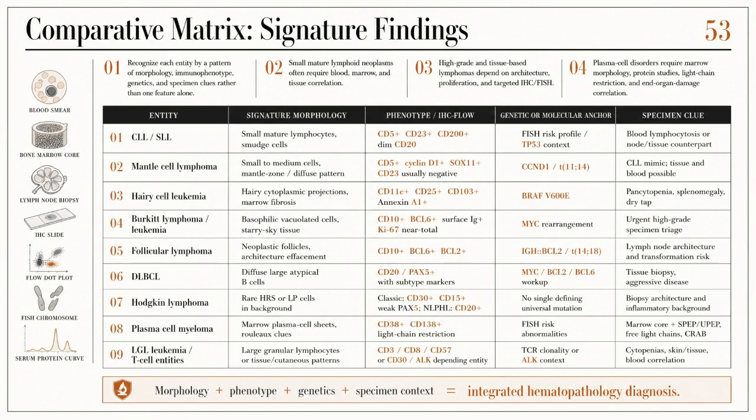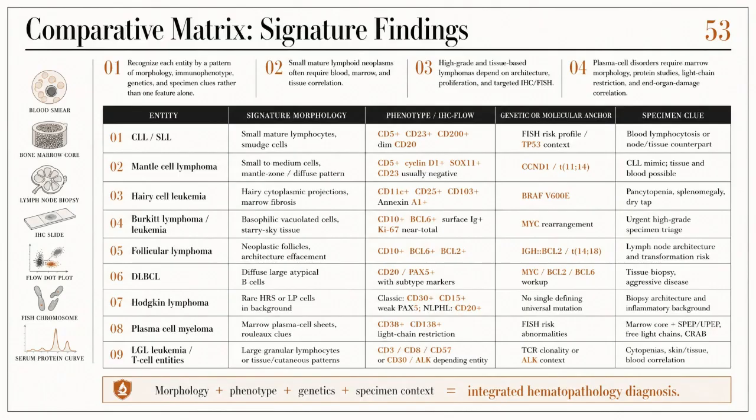Hodgkin lymphoma is defined by the presence of Reed-Sternberg cells, which express CD30 and CD15 within a heterogeneous inflammatory background. This unique immunophenotype, combined with characteristic morphology, distinguishes it from other lymphoid neoplasms. Meanwhile, mantle cell lymphoma expresses CD5 and cyclin D1, harbors the t(11;14) translocation, and is typically CD23 negative, features that help differentiate it from CLL despite some overlapping markers.